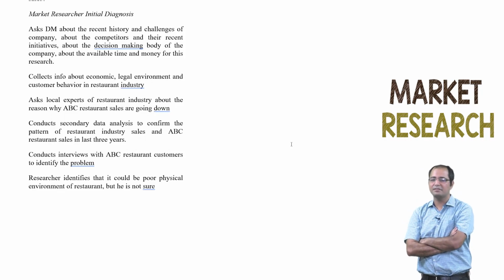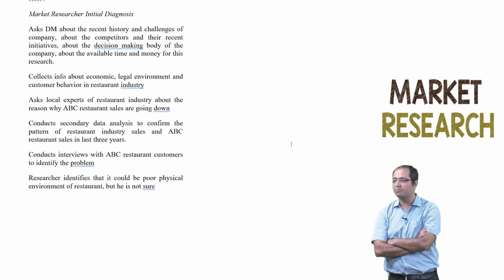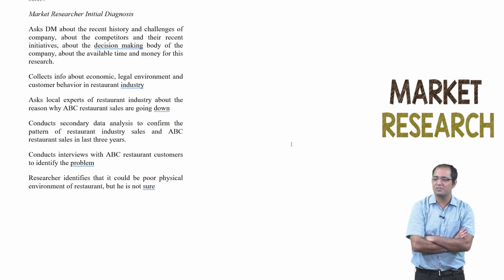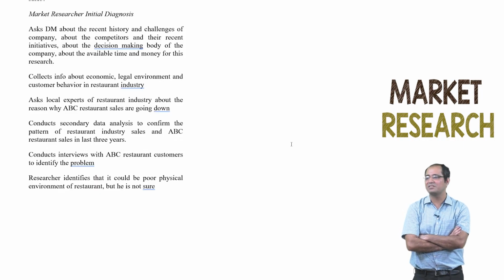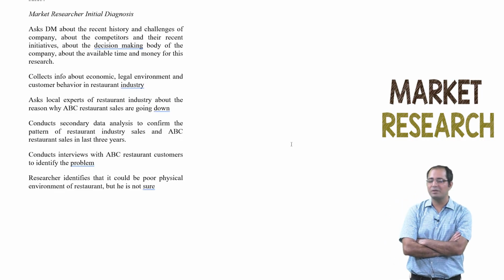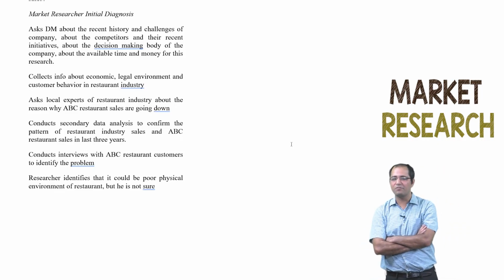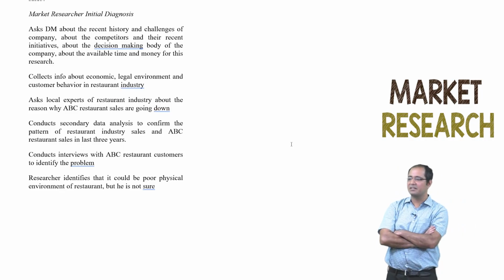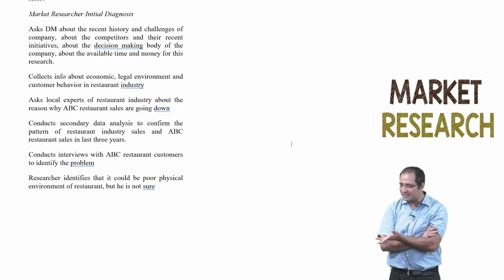Once you have written, go to Google Scholar and type the probable cause, physical environment of restaurant. You will get some papers. First result, second result. Click on that. Download the paper. You will directly get what are the constituents of physical environment of a restaurant. If something is missing, read those constituents. If something is missing, you think it is important, add that also.